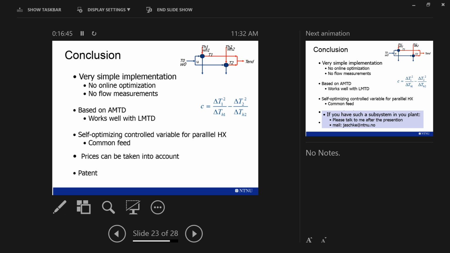And so you need to have some kind of common feed or some common constraint such that these optimality conditions can be written pairwise as the marginal cost. We can take prices into account, and we've also started a patent application.